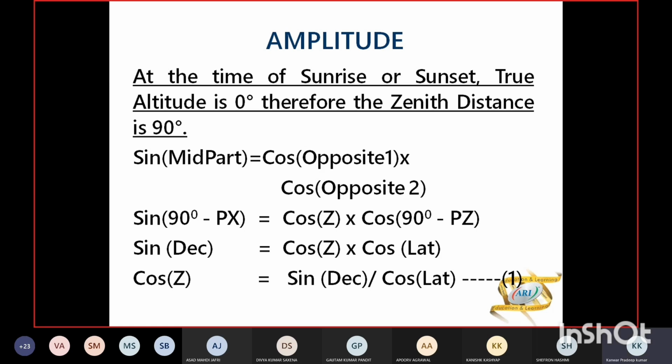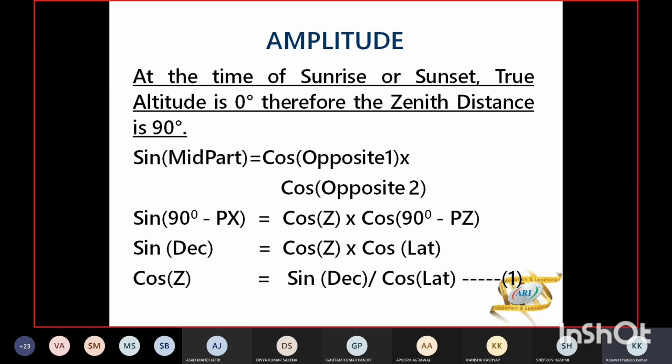नाइन्टी माइनस एक्स को मिड पार्ट रख दो, बाकी दो ऑपोजिट हो गए, cos z cos 90 माइनस पी जेड. विदाउट चेंजिंग द ट्रिग्नोमेट्रिक साइन, कुछ भी नहीं करना, खाली 90 माइनस पी एक्स की जगह डिक्लिनेशन लग गया, 90 माइनस पी जेड की जगह कॉसलेट लग गया, और क्रॉस कर दिया हमने cos z इज इक्वल टू साइन डेक अपॉन cos लैट. तुमको सबको फॉर्मूला तो पता ही है, साइन एम्प इज इक्वल टू साइन डेक अपॉन cos लैट. तो राइट साइड तो फॉर्मूला का बन चुका है ऑलरेडी. यस और नो? यस सर.